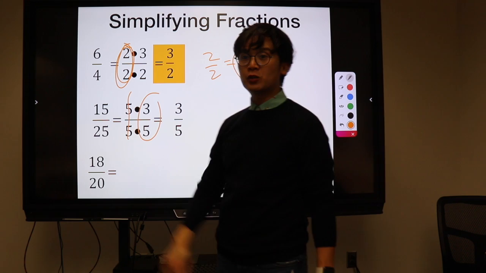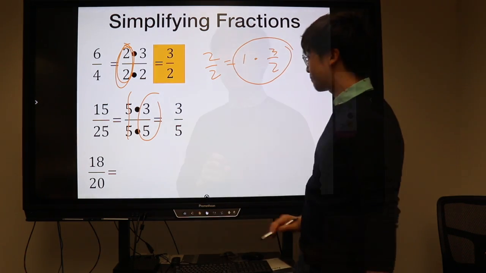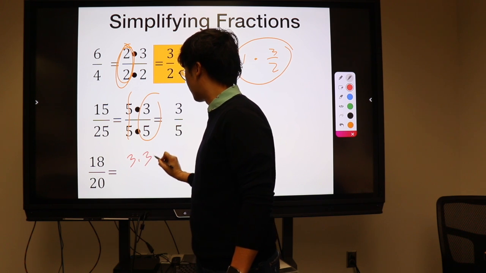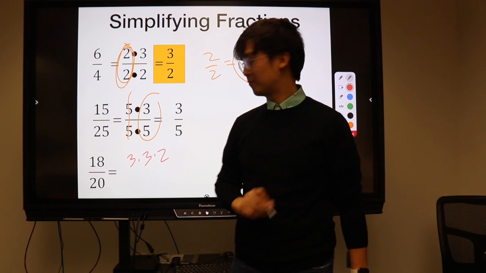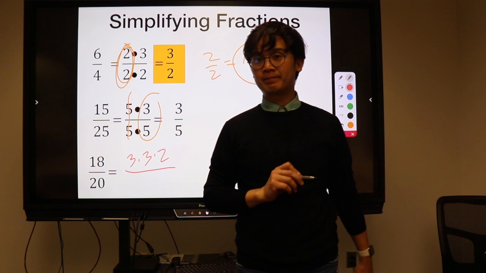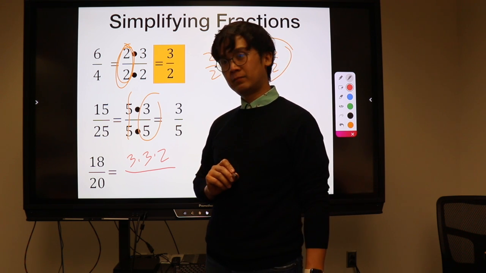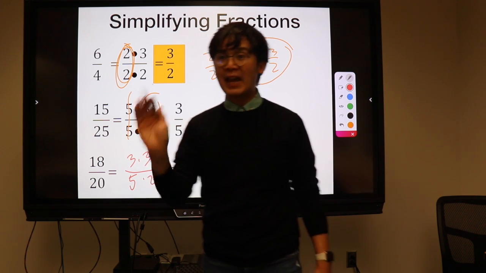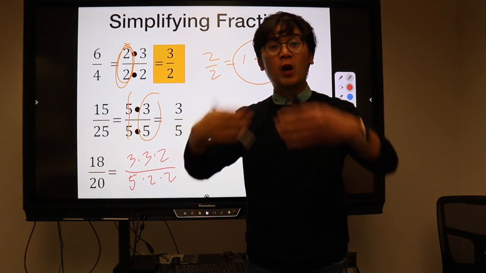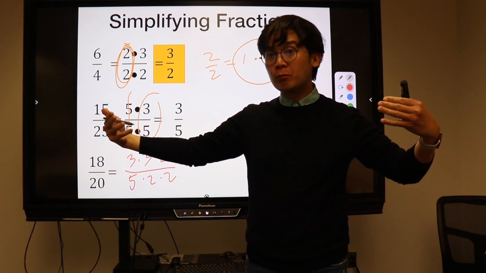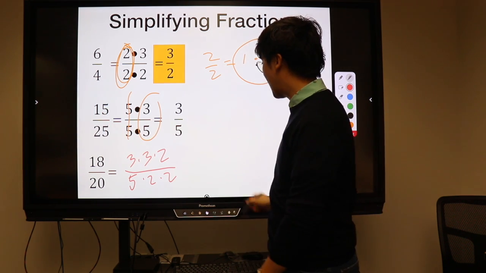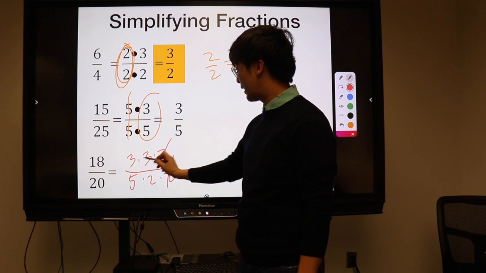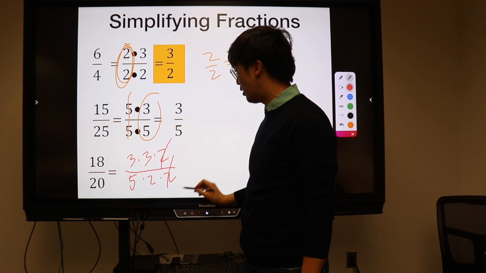What about 18 over 20? All right, simplify this. 9 is what? It's 3 and 3. Right? What about 20? 5, 2, and 2. Now, all we need to do is to cancel. Once we have broken down our numbers, we can now simplify it by canceling. What can we cancel? The 2, 2. And what's left? Can we cancel any of these anymore?